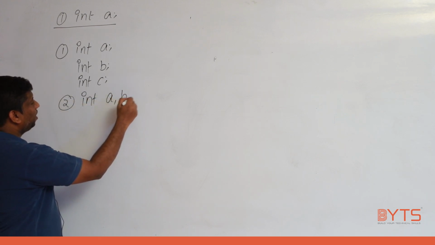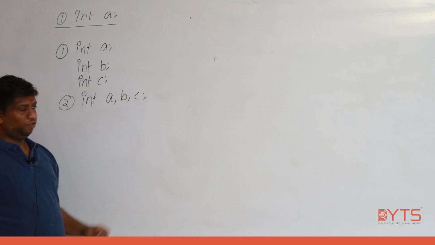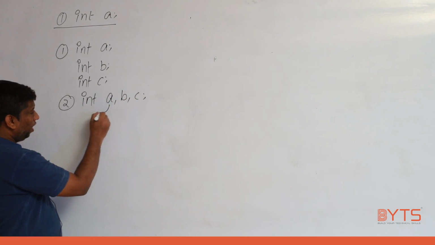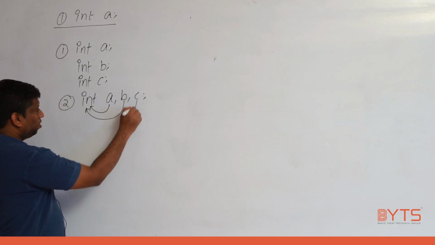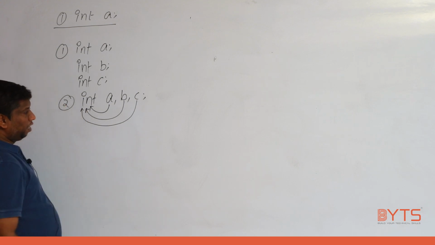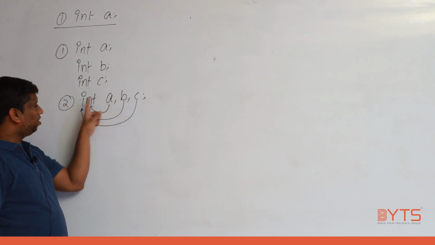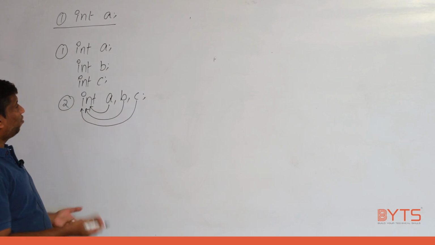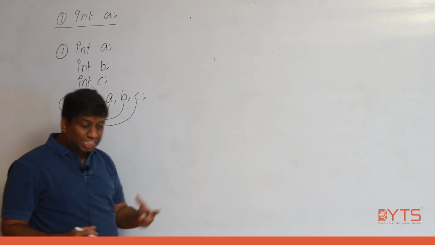Now some people are interested in writing int A comma B comma C. What are they writing? Int A comma B comma C. What is the meaning of this statement? A is integer type, B is integer type, C is also integer type. Now I have a question. Is the first style recommended or is the second style recommended? Can you think?